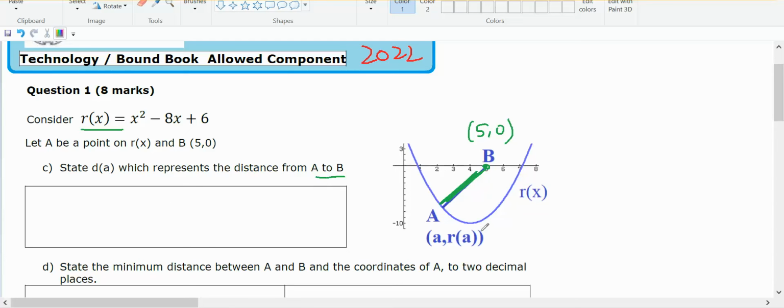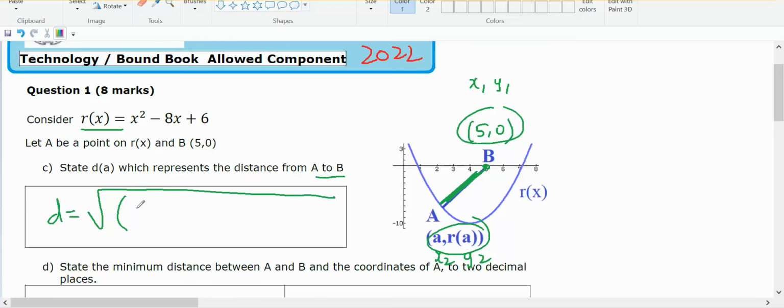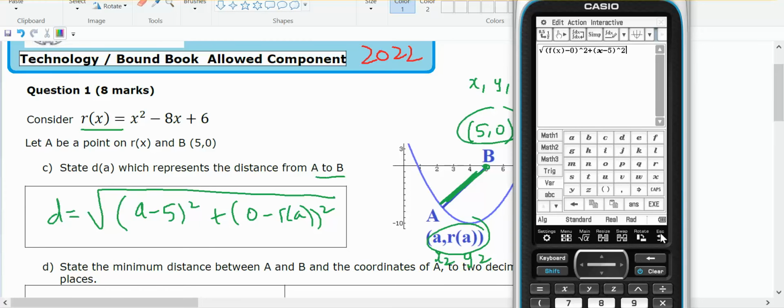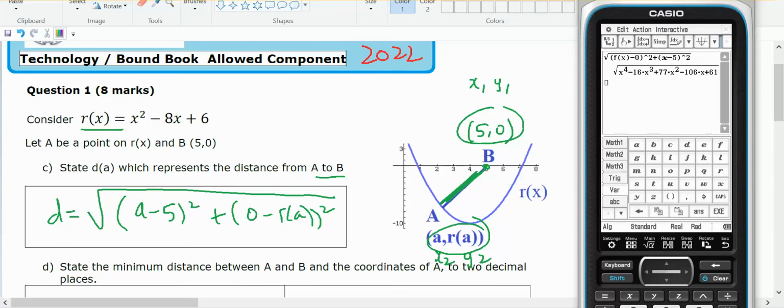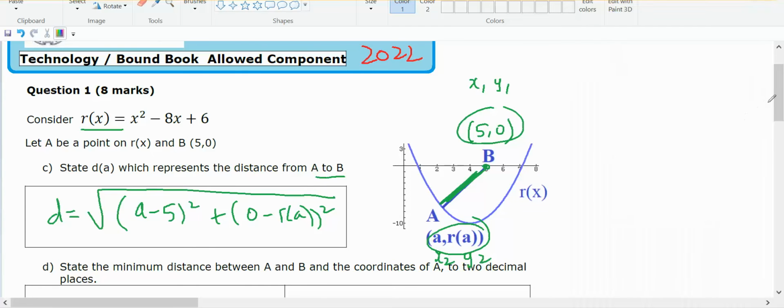So that will be the distance rule, where I use these 2 points. This is x1, y1, and that's x2, y2. Therefore, the distance is going to equal the square root of (x2, which is a, minus 5) squared, plus (y2 minus y1), so (0 minus r of a) squared. Or I could put that on the calculator, and when I press X here, I could write all of that out there. Either way, both of them are acceptable. Okay, so that's part C.